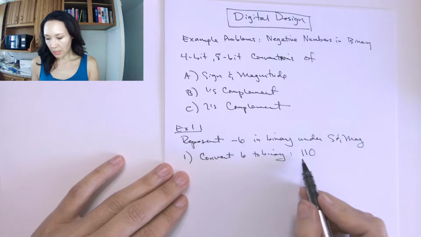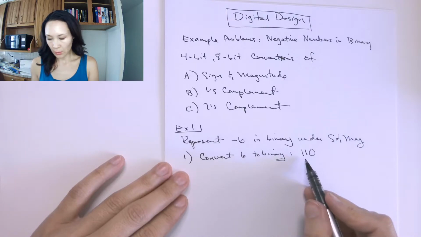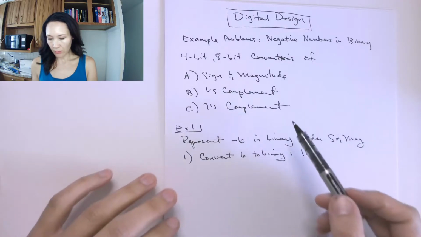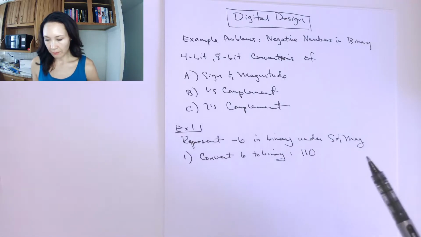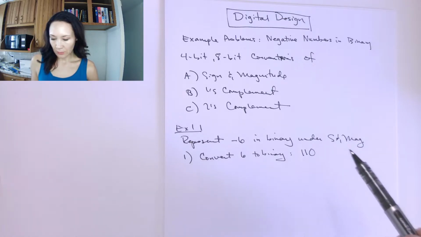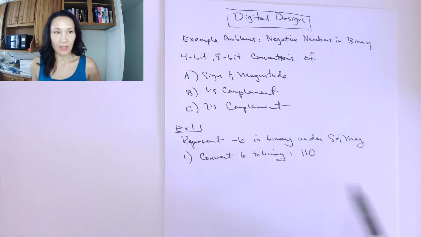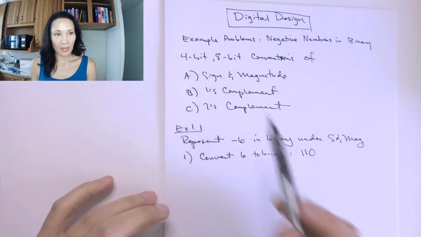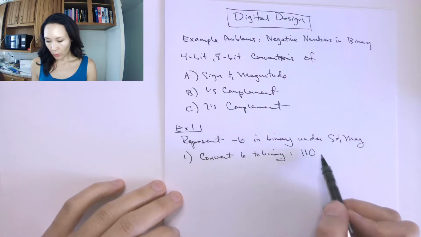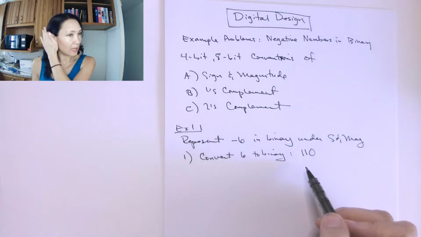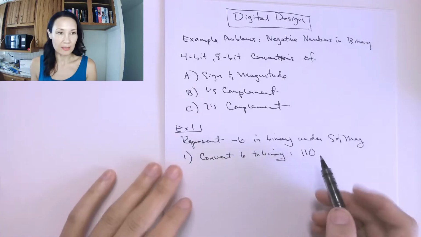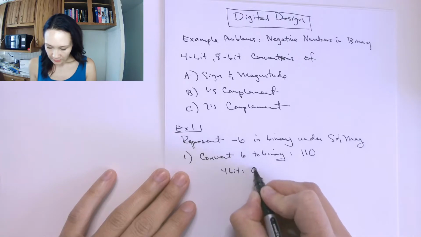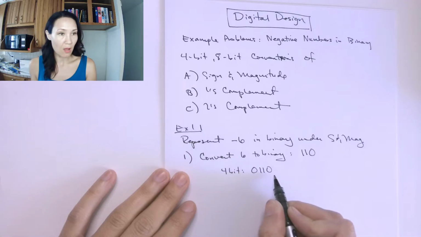Now we only need 3 bits in order to count up to 6. But one of the things about converting numbers to negative in binary is that we have to make sure that we specify the size of our binary string first. So if we're going to do 4-bit and 8-bit, we want to write this as a 4-bit and an 8-bit number. So even though we only need 3 bits, the 4-bit representation of this is going to be 0, 1, 1, 0. Okay, so I fill all 4 bits.